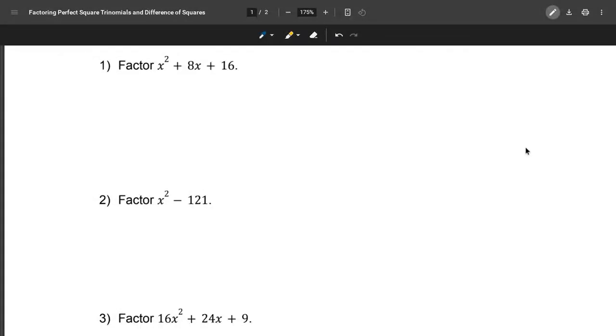In this video we're going to factor perfect square trinomials and factor difference of squares problems. Okay, so this first one we've got x squared plus 8x plus 16.